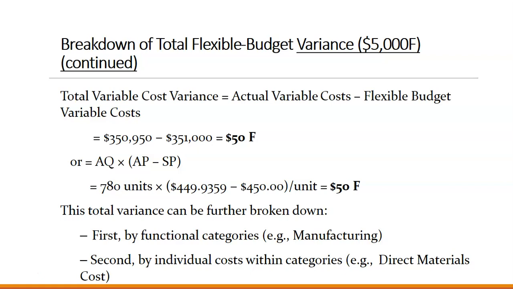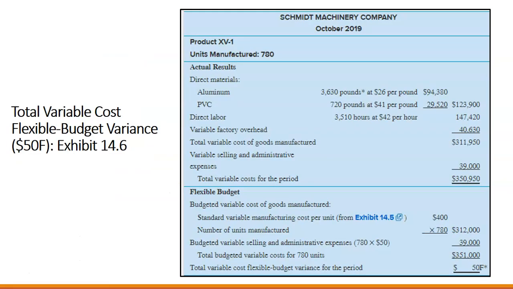or actual quantity, 780 units, times what was our actual variable price minus our standard variable price per unit. The total variance can be broken further down into what was our direct materials cost, what was our direct labor variance. So when we're looking at these total variances, we can look at variances in our direct materials costs, variances in direct labor, variances in our overhead and selling and administrative expenses.